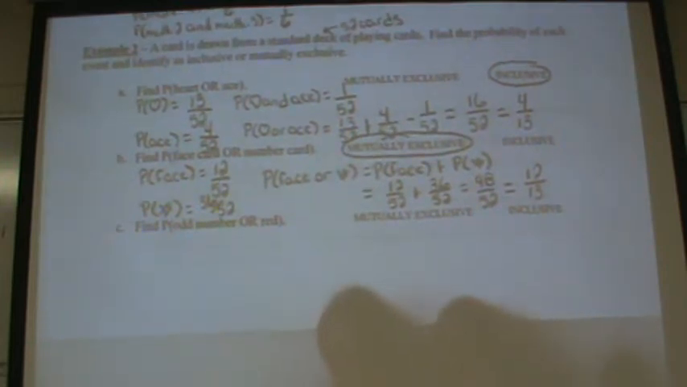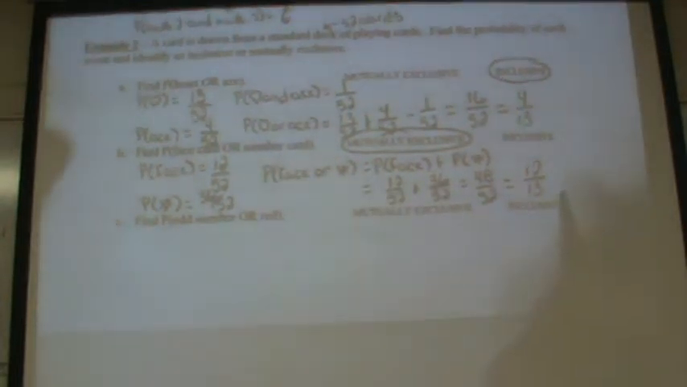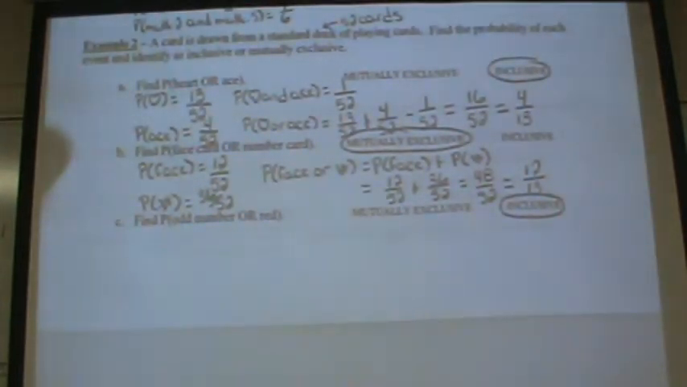And then part C. Find the probability of drawing an odd number card or drawing a red card. So are these two events mutually exclusive or are they inclusive? They're inclusive because there are odd numbered cards that are also red. For example, you have the 3 of hearts, which is red. You have the 3 of diamonds, which is red. So there are cards that could be in both events. So this is an inclusive event.